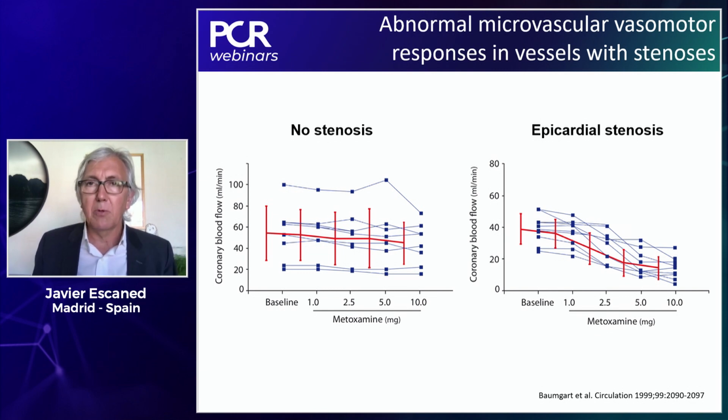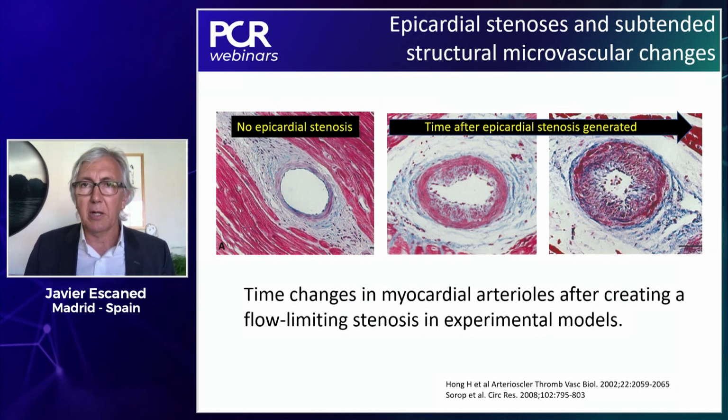So it's a good example that there is a very strong interplay between epicardial and microcirculatory dysfunction in terms of vasomotor phenomena. But you may also have the other endotype of INOCA: in patients who have epicardial stenosis, you may also have structural remodeling of the microcirculation.